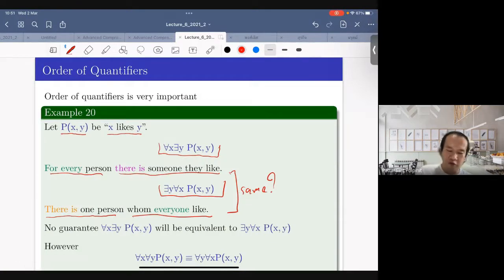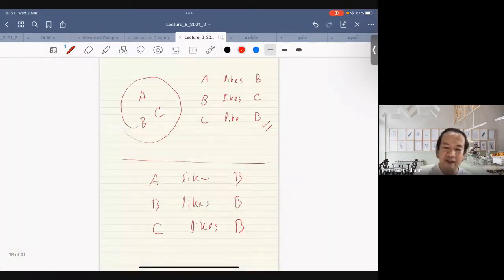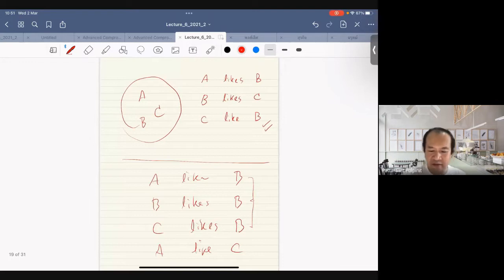For the first one to be true, everyone has to like someone. It doesn't have to be the same person, but everyone has to like someone. The second situation will be true if everyone likes someone, and they are the same. Maybe A can like C as well, but as long as there is one person that everyone likes, this will be true.